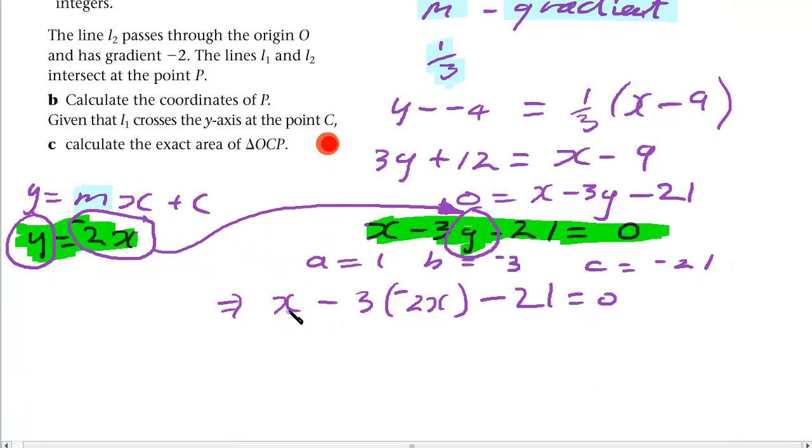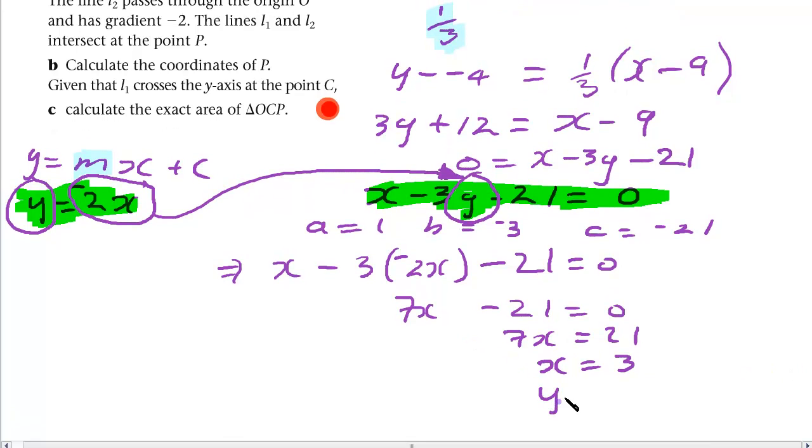Let's simplify all of that. We've got x, and minus 3 times minus 2 gives us plus 6x, so that's 7x minus 21 equals 0. So 7x, add 21 to both sides, is 21. Divide throughout by 7, and x will equal 3. Let's put this back into y equals minus 2x to find the y value. So y will equal minus 2 times 3, which is minus 6. So P is (3, -6).